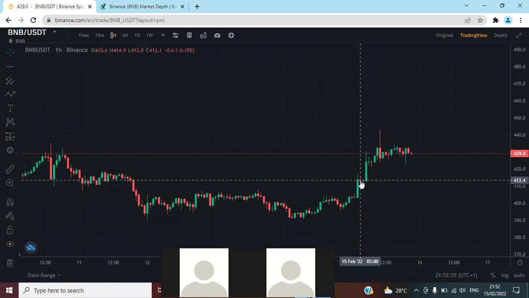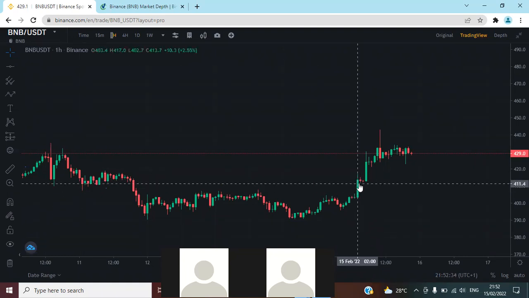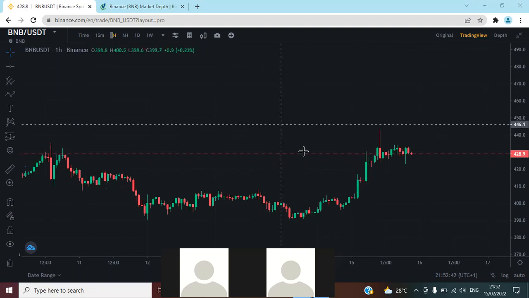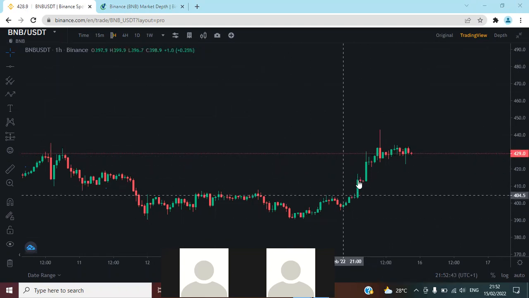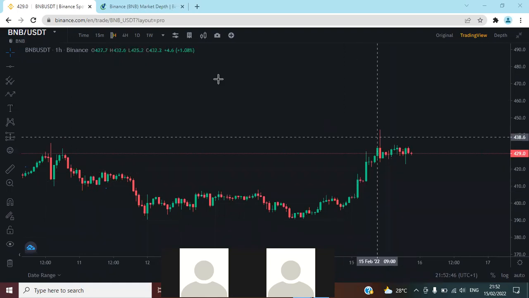So this area was the right time. That is 2:40, right? So that's almost 3 o'clock, like 20 minutes to 3. This is a nice time to buy, for the market to go up.